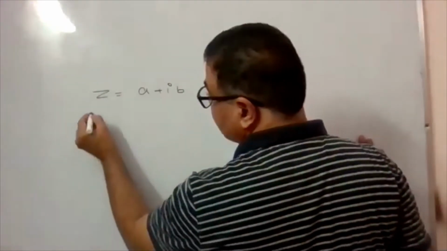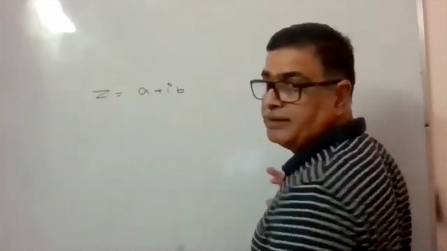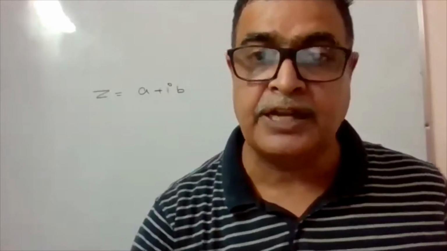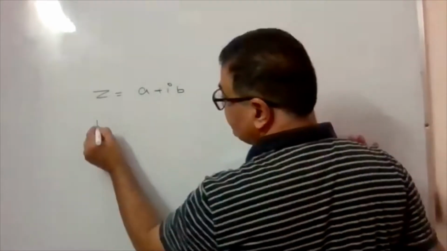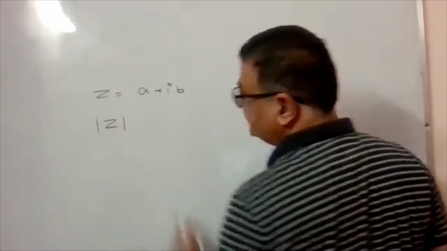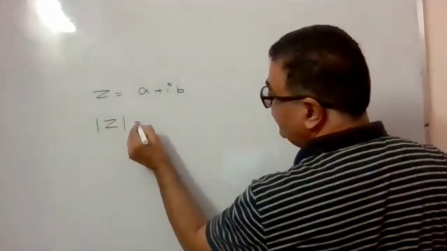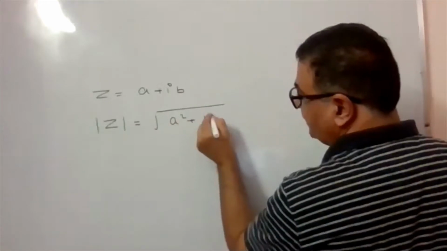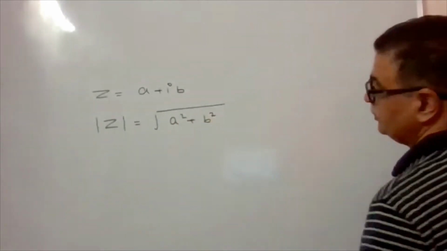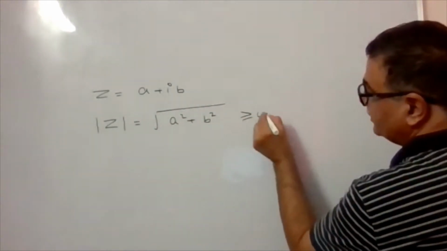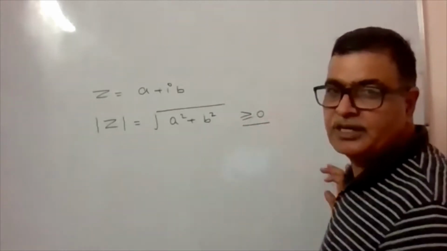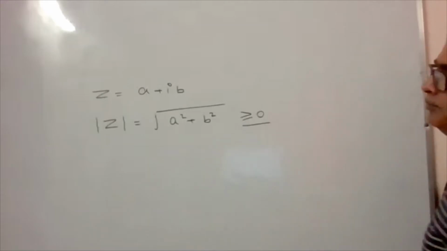Modulus of the complex number A plus iota B is denoted by modulus Z, and it will be defined as under root of A square plus B square, which is always a greater than or equal to 0 quantity, so never comes out to be negative. That's why we are counting that as a modulus of complex.